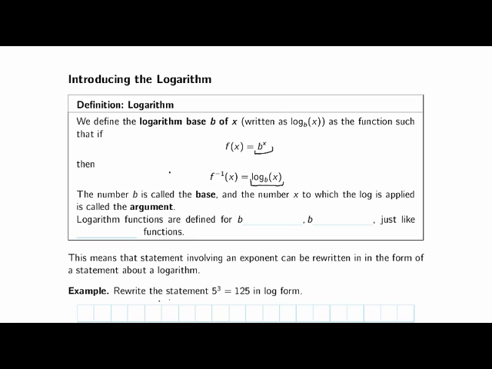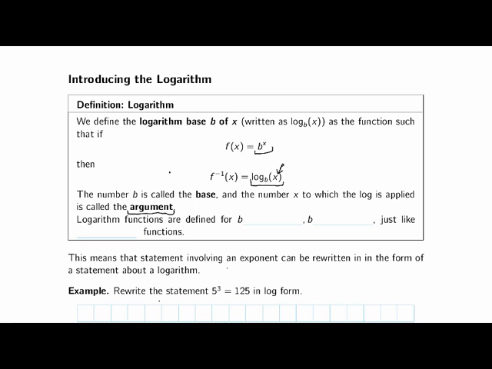So the number b is called the base, just like it was in the exponential function. Those have the same name for a reason. And then the number that we're taking the log of is called the argument. And I'm not going to test you on those terms, but I am going to use those terms. And the things I say about the log will make more sense if you include those terms in your vocabulary.